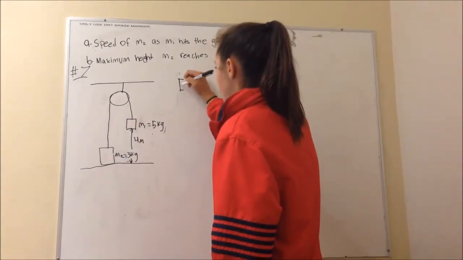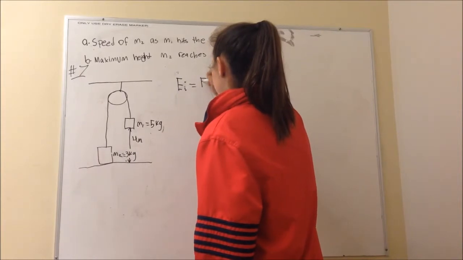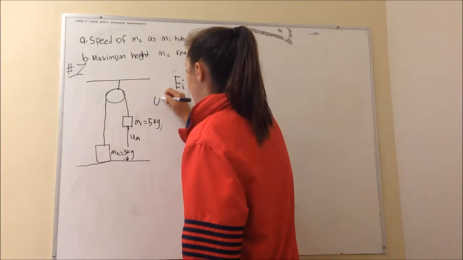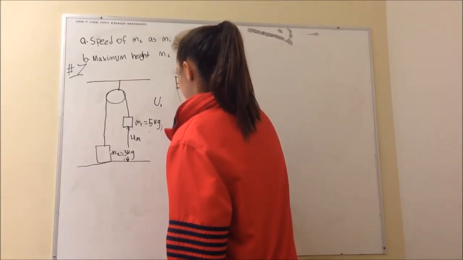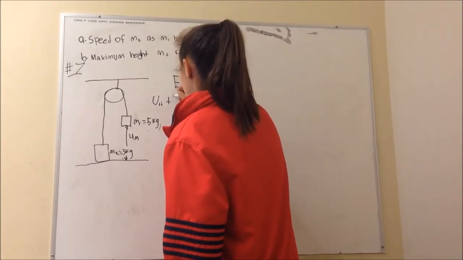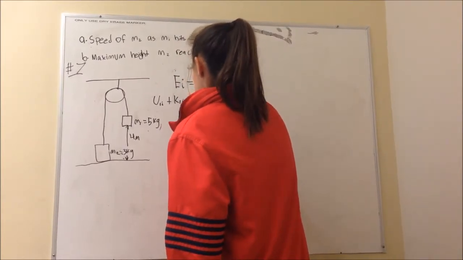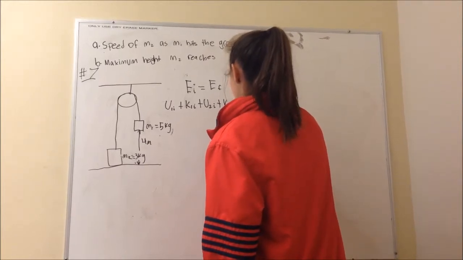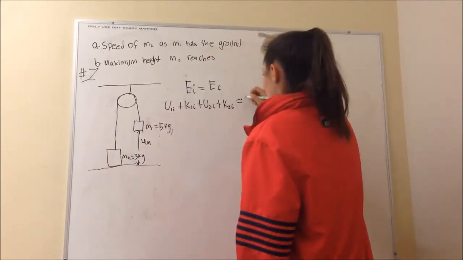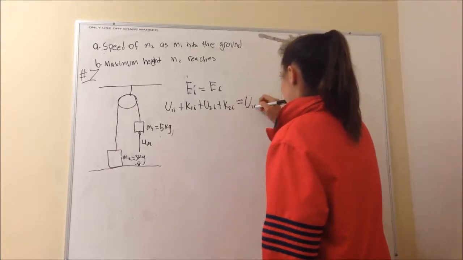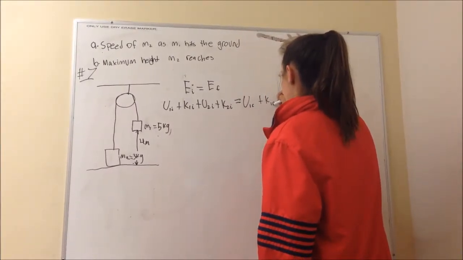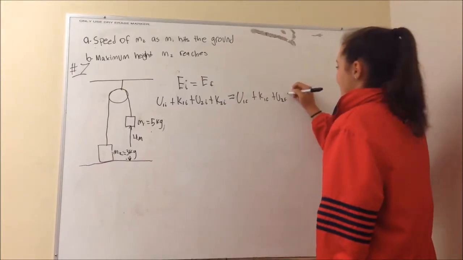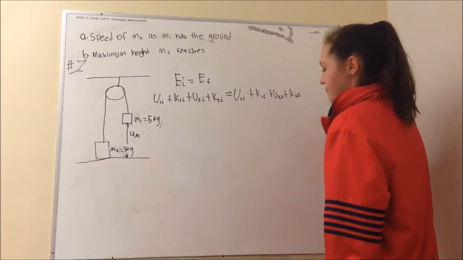So first we know that the E initial equals the E final. And we're going to combine the energy for the two blocks. So the potential energy of mass 1 initial plus K of mass 1 initial plus U of mass 2 initial plus K of mass 2 initial equals U of mass 1 final plus K of mass 1 final plus U of mass 2 final plus K of mass 2 final.